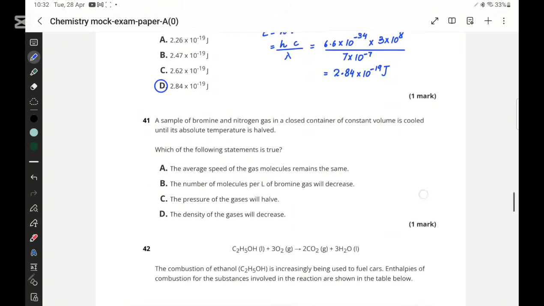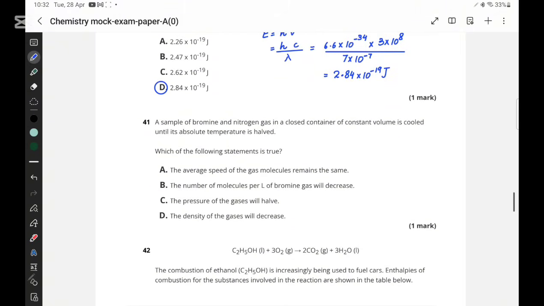A sample of bromine and nitrogen gas in a closed container of constant volume is cooled until its absolute temperature is halved. Which of the following statements is true? We know one thing, that pressure is directly proportional to temperature. So if temperature is halved, the pressure also needs to be halved. So option C is going to be the right one.